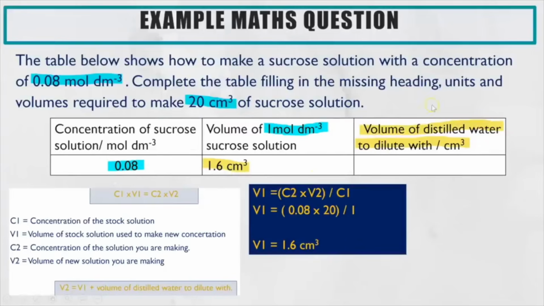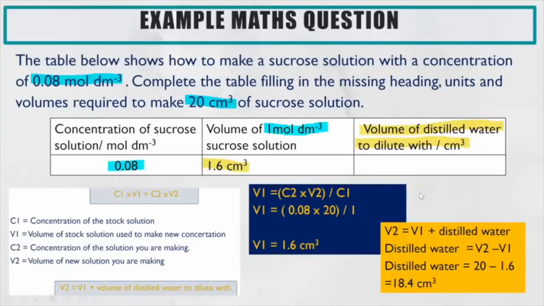Now we needed to fill in this section here. What is the missing heading? And this is where the second formula comes in. So we've already worked out all of the values from the first formula, but what we haven't worked out yet was the volume of distilled water that we have to dilute V1 in. So that's what was missing in this table, the volume of distilled water to dilute with. And because it's a volume, we're going to match the same units that they used here, centimetres cubed, and use those.